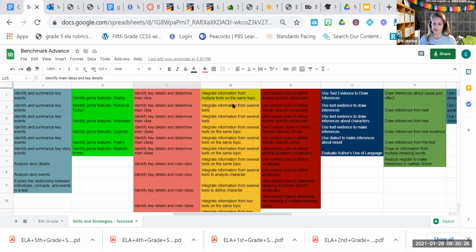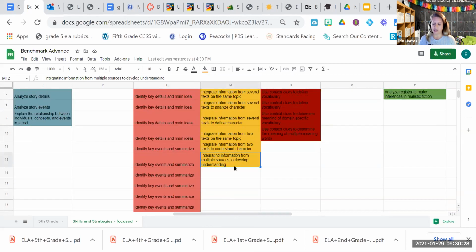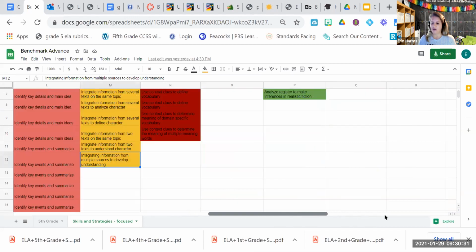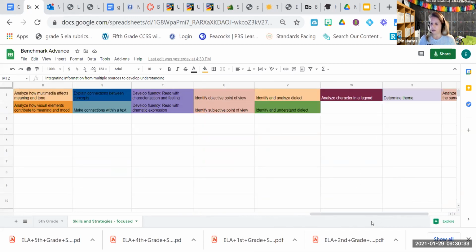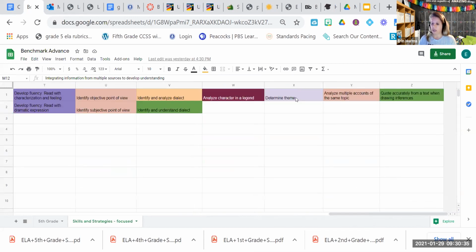Integrating information from several texts shows up 12 times. Then you have other things that show up only once. Can you believe determining theme shows up one time? Quoting accurately from a text when drawing inferences shows up one time. Some of these skills are repeated way more often than others, and you can apply them to all of your lessons because they cycle through every single unit.